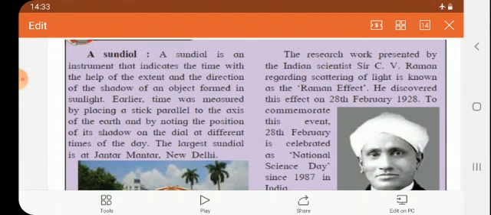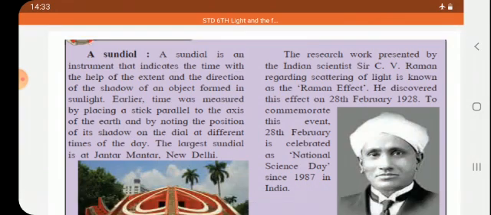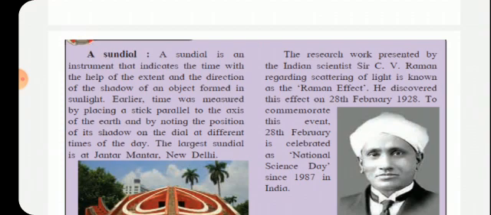Okay. By taking the help of that, a sundial, an instrument, was made to indicate the time with the help of the extent and the direction of the shadow of an object formed in sunlight.